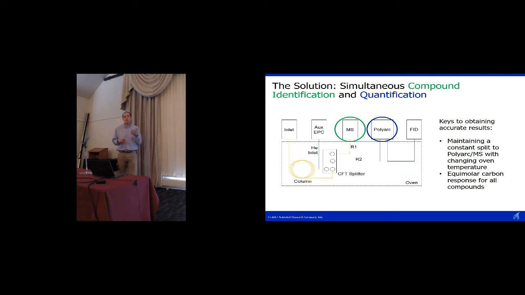And you don't want to be just limited to isothermal methods because that would limit you to a very small subset of analyses. And the second is the equimolar carbon response for all compounds. And we've already achieved that with the Polyarc because it converts everything into methane.